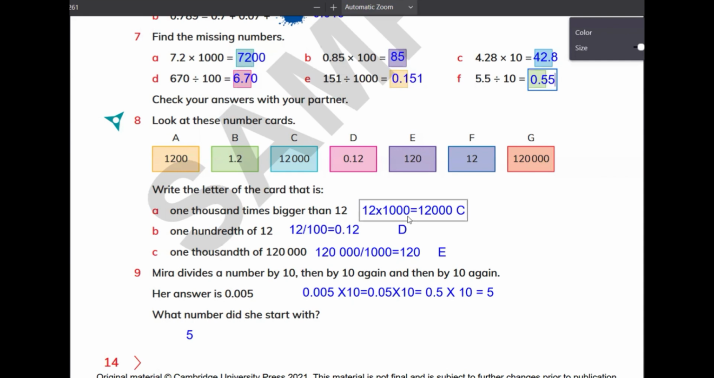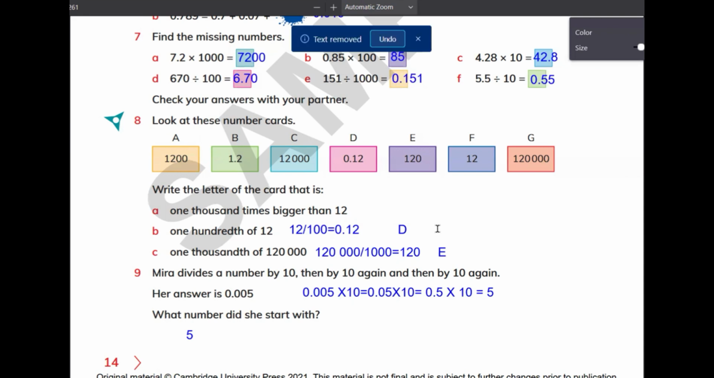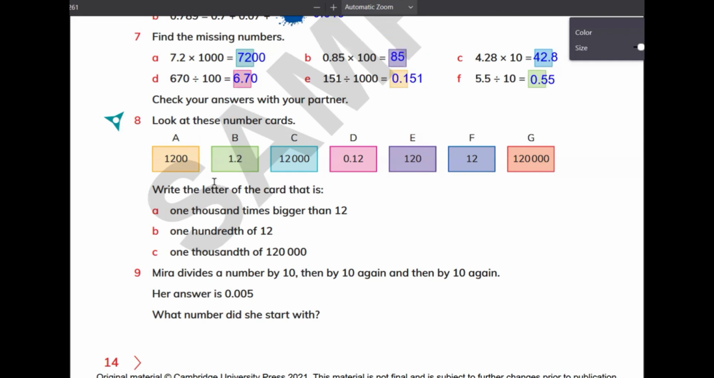Like you've got this question number 8. Most of the time, whenever a question has multiple choice or asks you to choose a correct answer, all you need to do is first solve the question your own way. Then after that, you see if your answer is one of the options given on top or not. They say write the letter of the card that is.